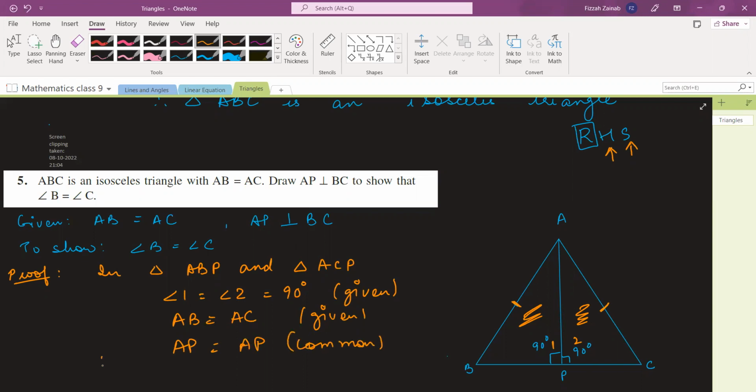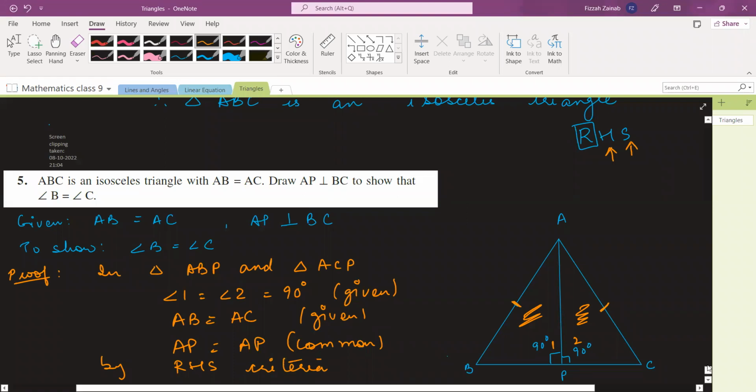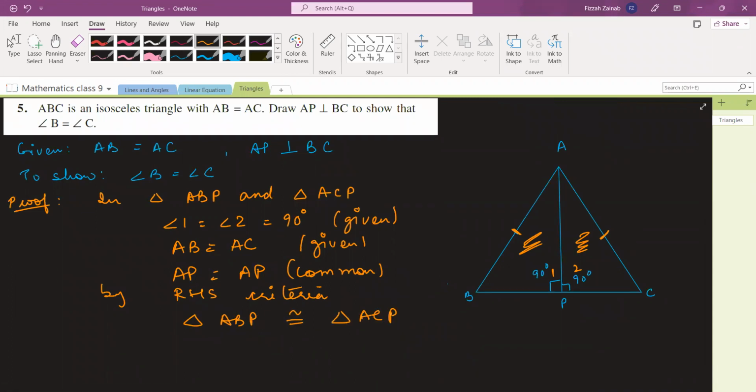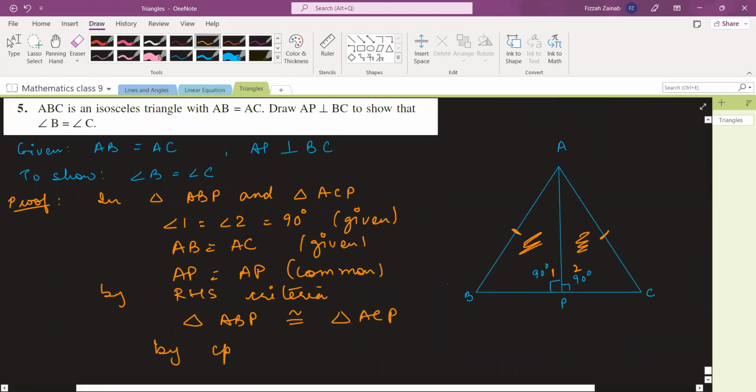So by RHS criteria, the two triangles are congruent, right? So triangle ABP is congruent to triangle ACP. And now simply by CPCT, angle B is equal to angle C.